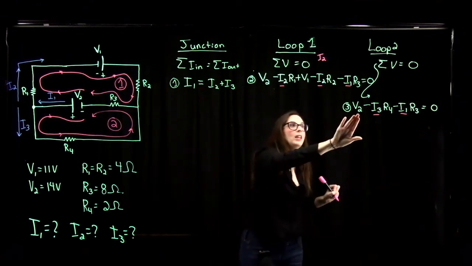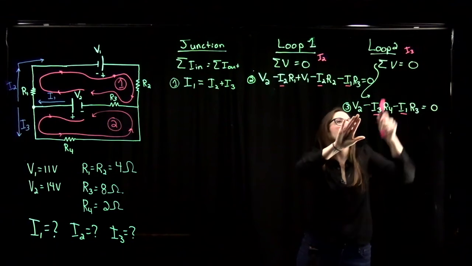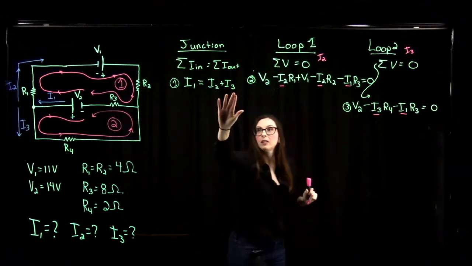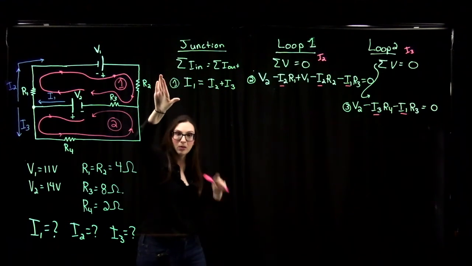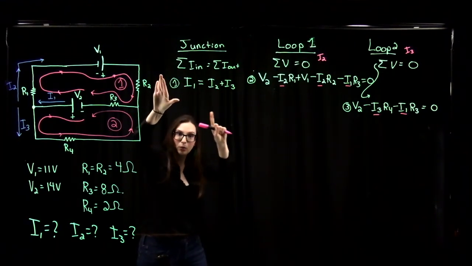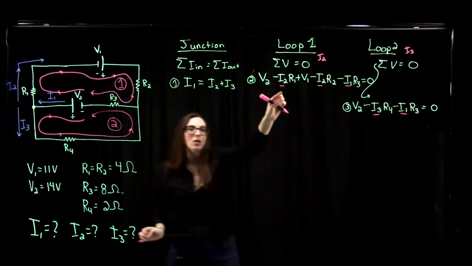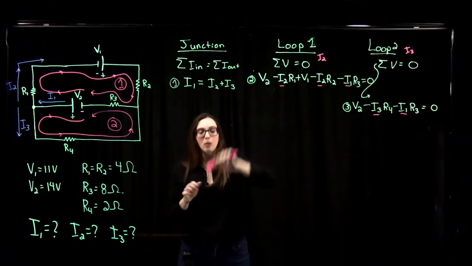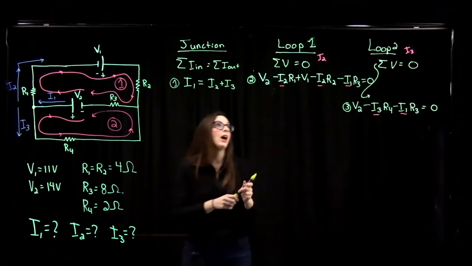I'm going to solve this equation right here for I3. That's going to give me I3 in terms of I1, and I can put that in here. And then that will leave me with this equation having only one unknown, I1. Then I can get I1, and then I can plug it into all these other pieces here. Okay, so let's solve this equation right here for the current I2.